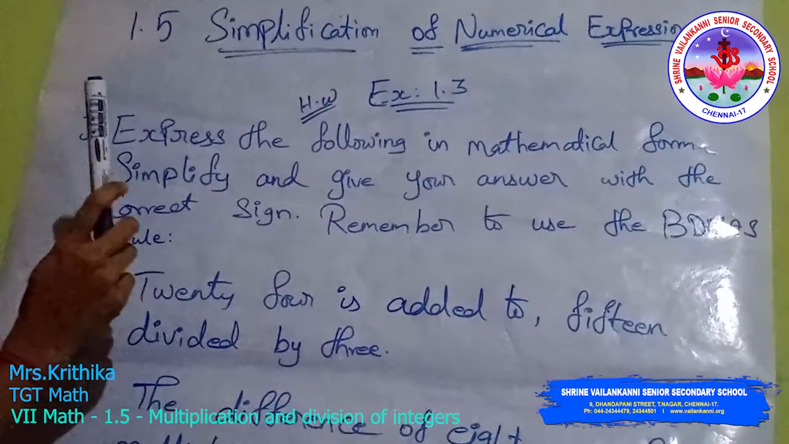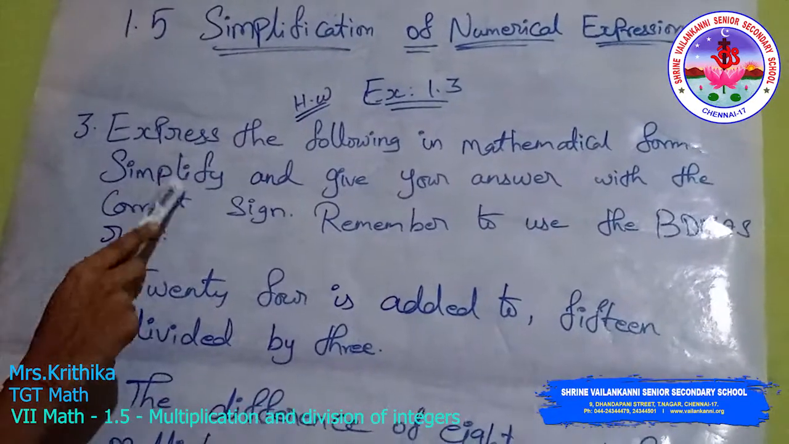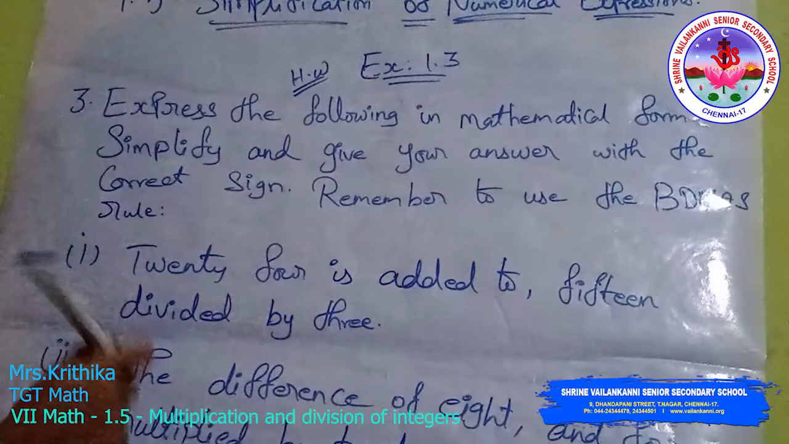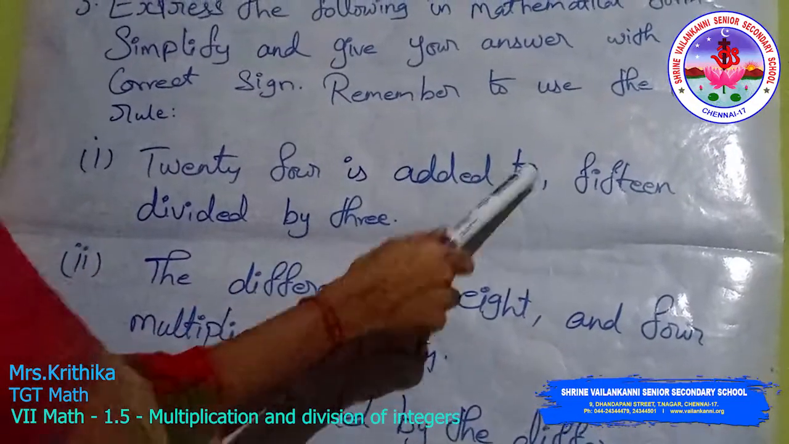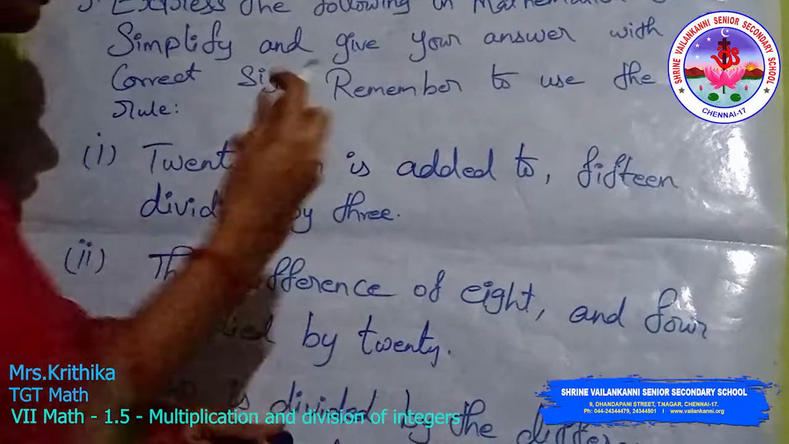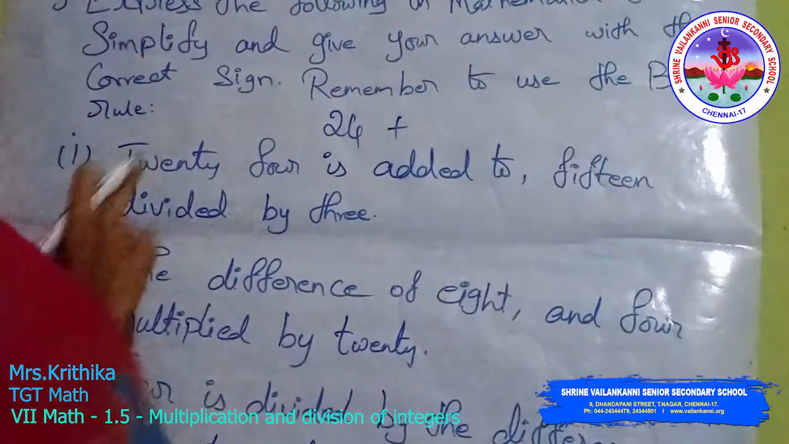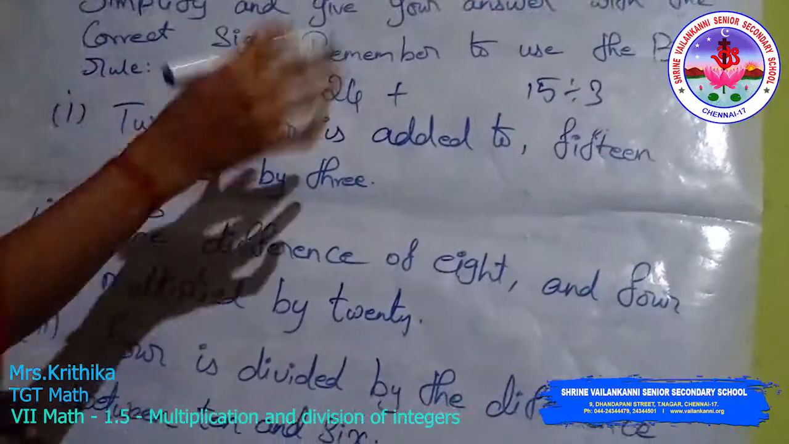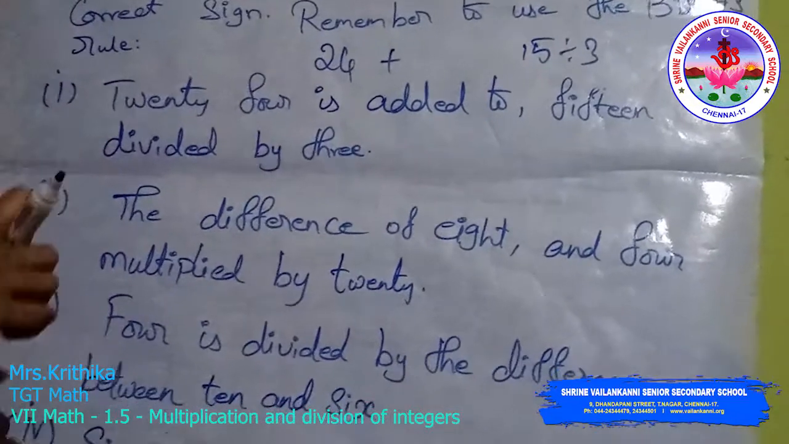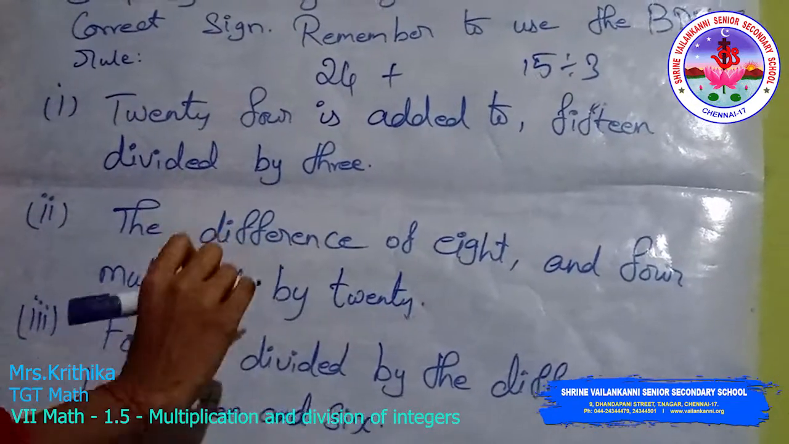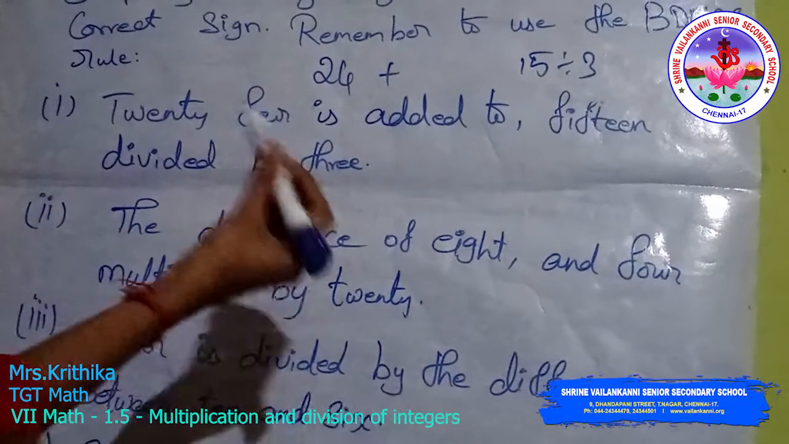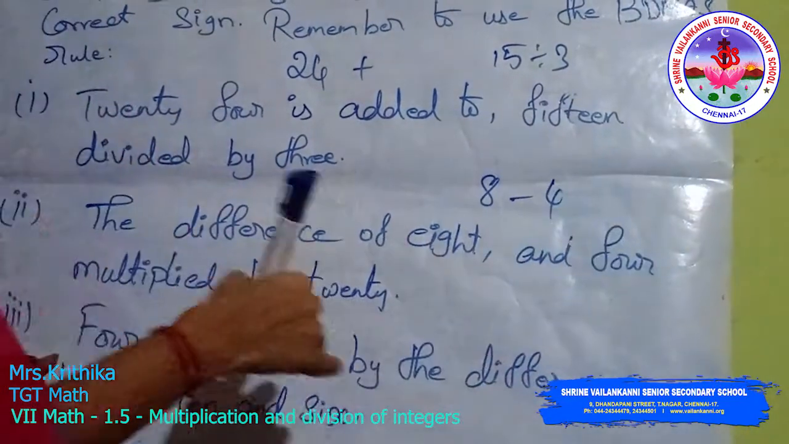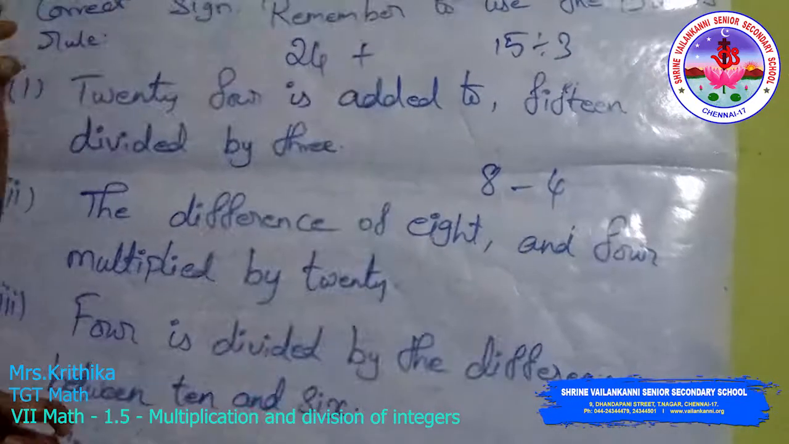Homework sums. Third question. Express the following in mathematical form. Simplify and give your answer with the correct sign. Remember to use the BODMAS rule. The first question is 24 is added to 15 divided by 3. You can form an expression. Second question, the difference of 8 and 4 multiplied by 20. Here difference means 8 minus 4. Subtraction is the difference.